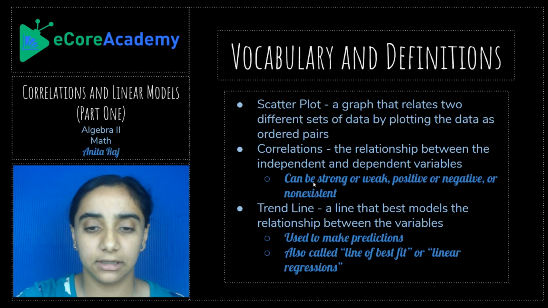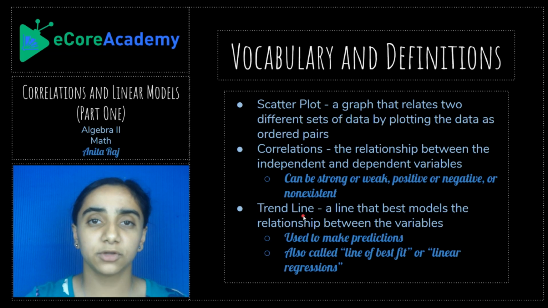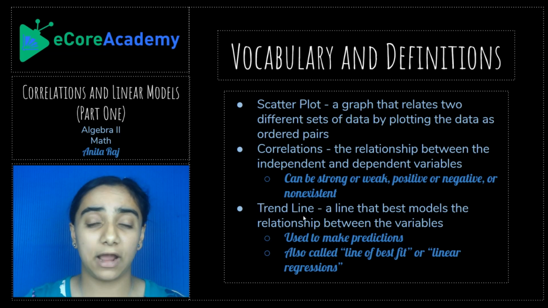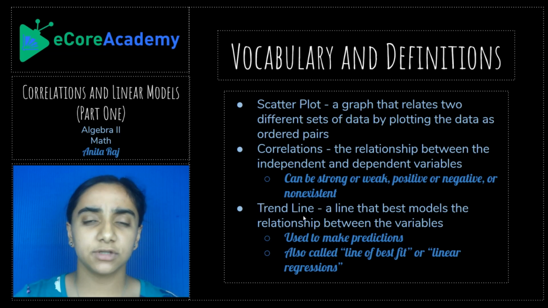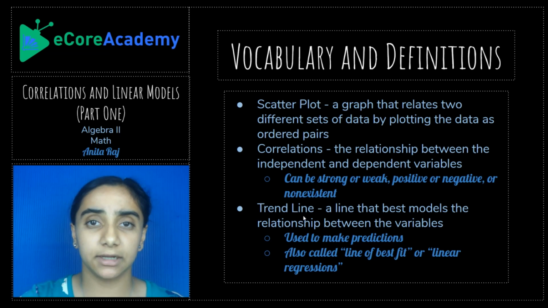Next is trend line. A trend line is a line that best models the relationship between the variables. Once you graph all those coordinates, you're just going to have dots on your graph. So how can you connect these? How can you make a prediction? If someone asks you, can you make a model that best represents this bunch of coordinates you have? That's where a trend line comes in handy.